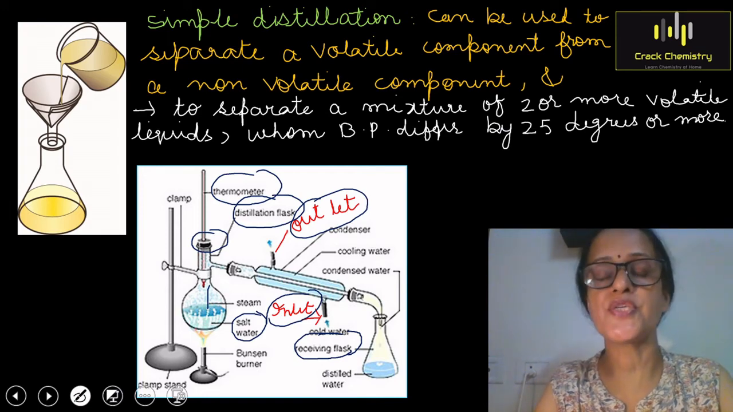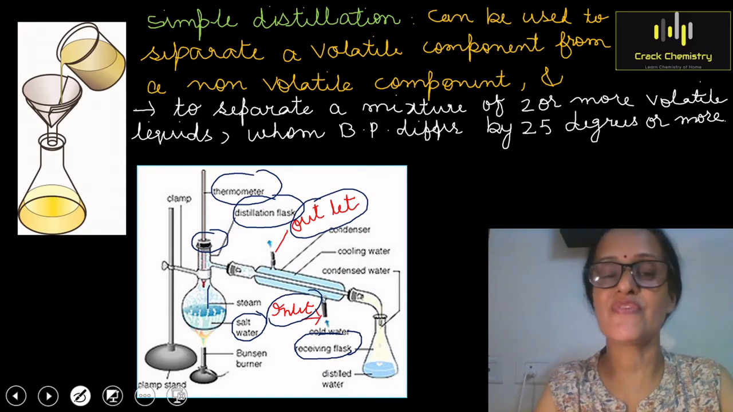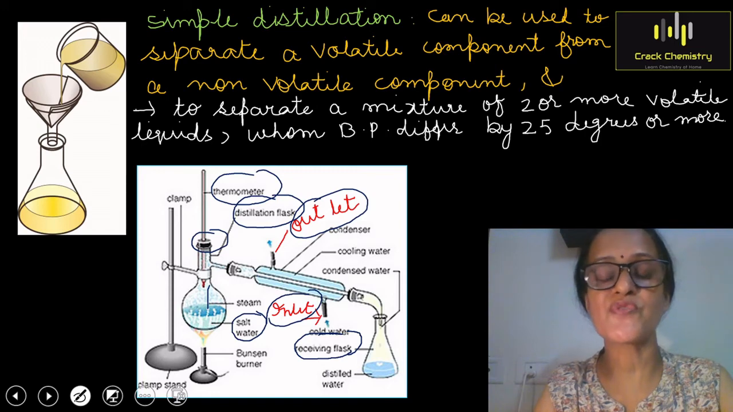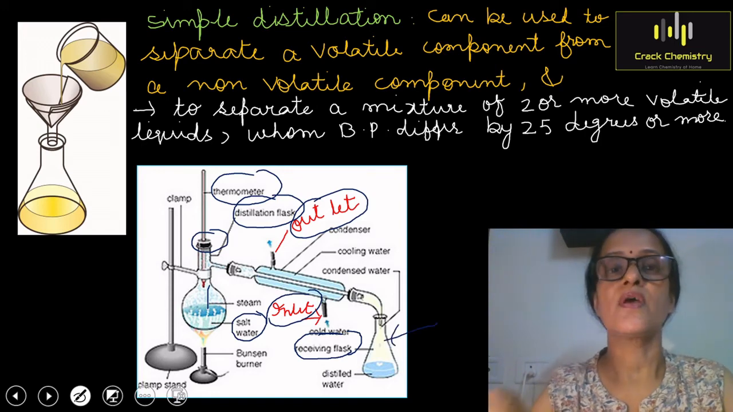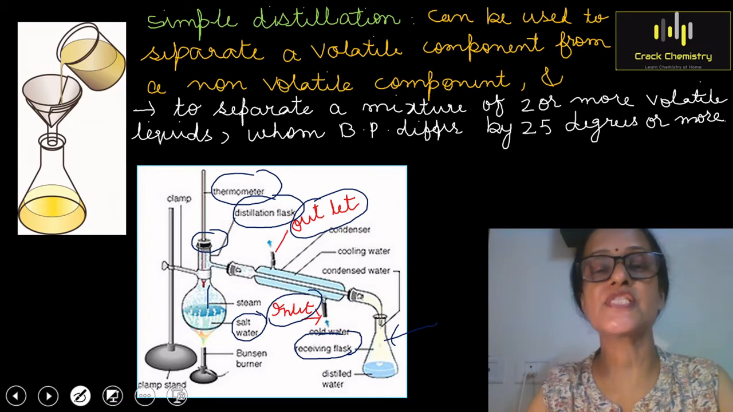We will stop heating once the entire water vaporizes and is collected in the receiving flask. With the help of this process, we have separated the mixture of salt and water. Salt remains in the distillation flask, whereas water is collected in the receiving flask.